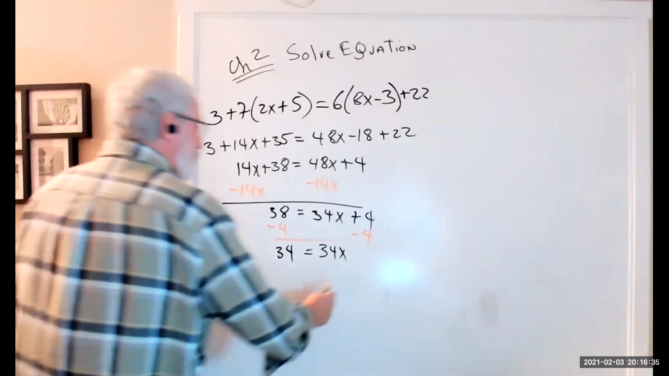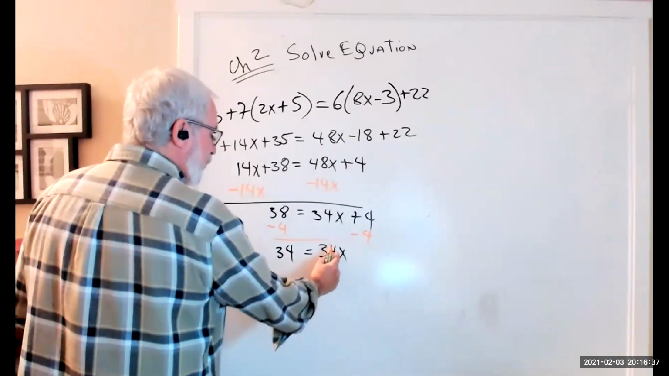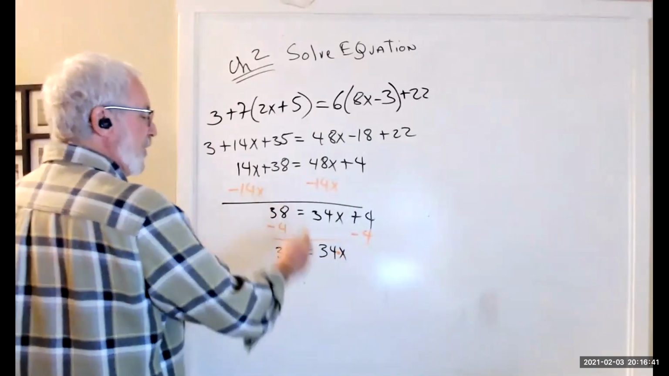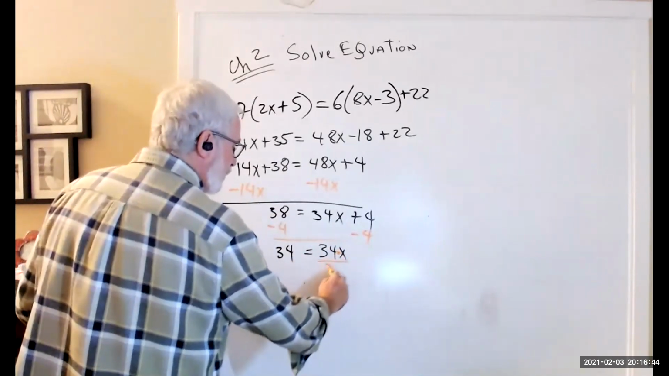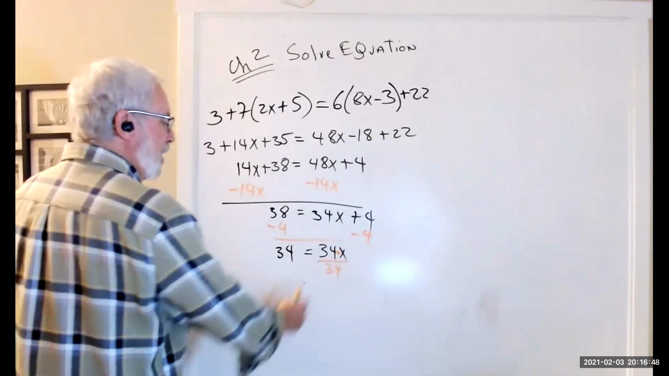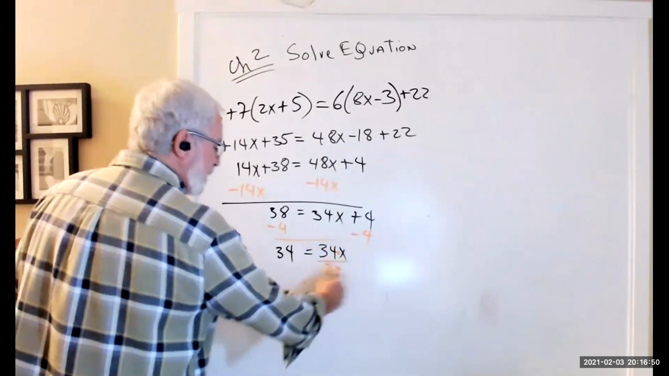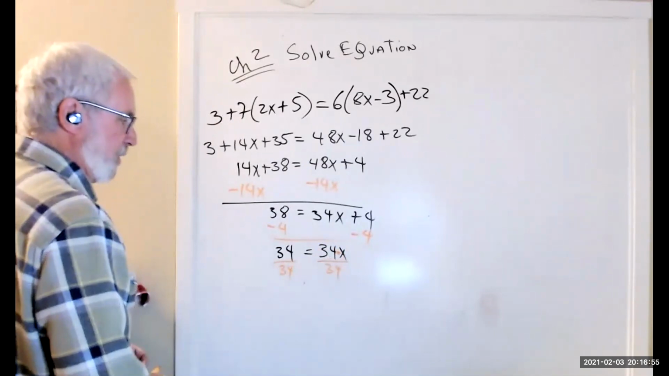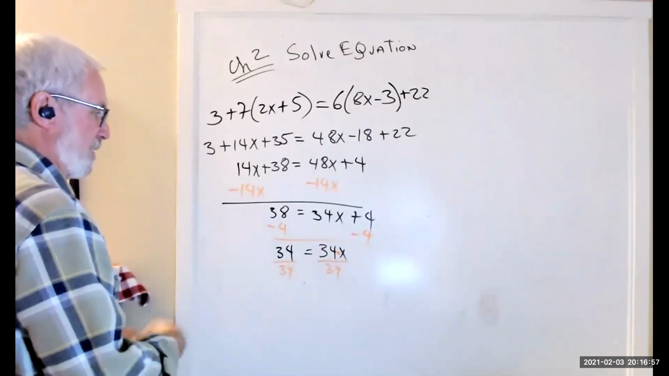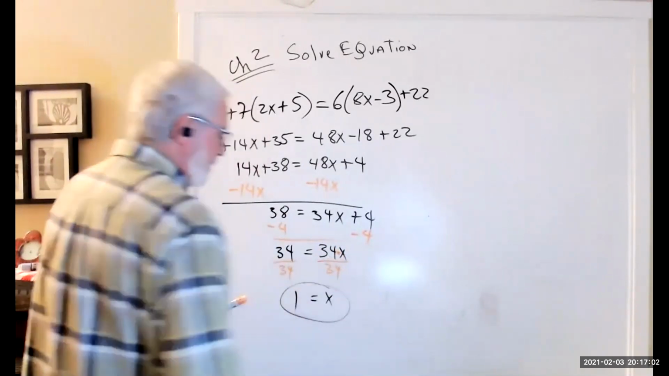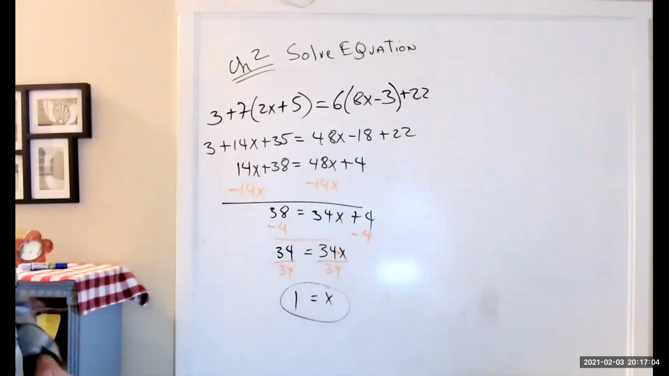Okay, I want to get rid of the 34 in front of the x, but because I know that it's multiplying, the thing that'll cancel out multiplication is division by 34. That's the only thing that'll get rid of the 34. If that's 34 times x, I have to divide by 34. But for balance, I have to also divide by 34. So this becomes 1, this becomes x, and I'm done. Yes or no? Yes.